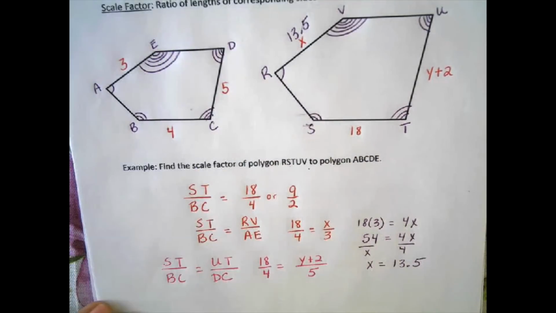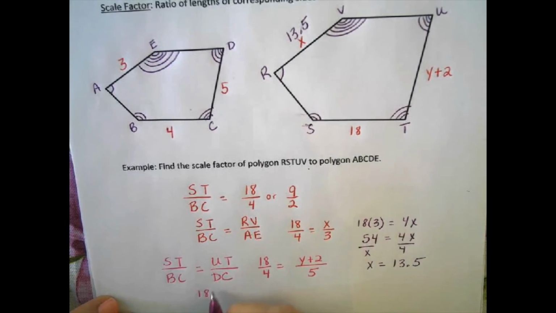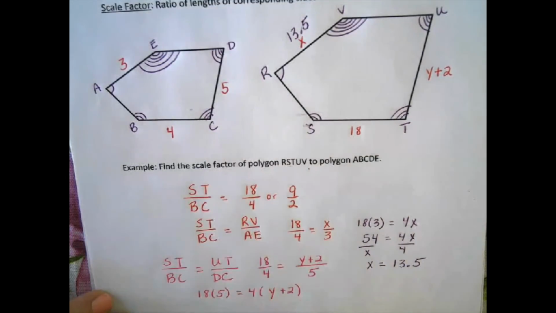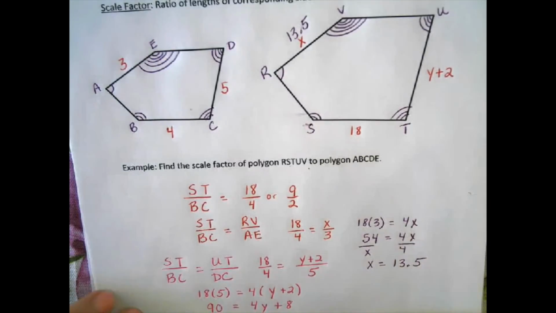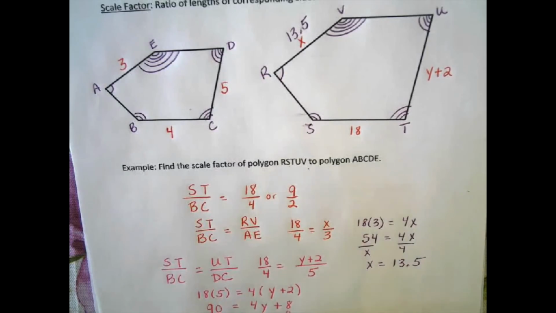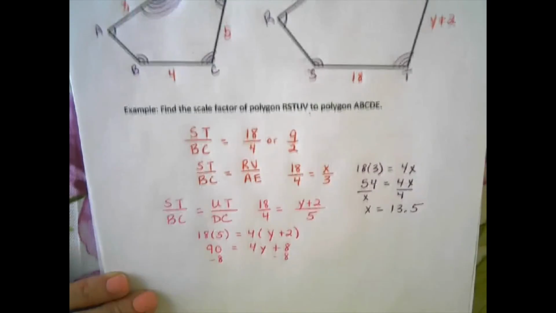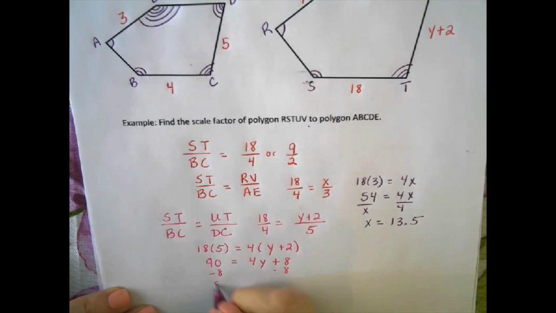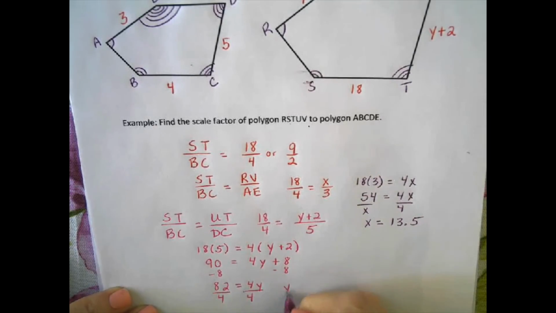I will then do my cross multiplying and get 18 times 5 equal to 4 times (Y plus 2). This gives me 90 equal to 4Y plus 8. Of course, I would subtract 8 from both sides, and I will get 82 is equal to 4Y. Divide by 4 and find out that Y is equal to 20.5.